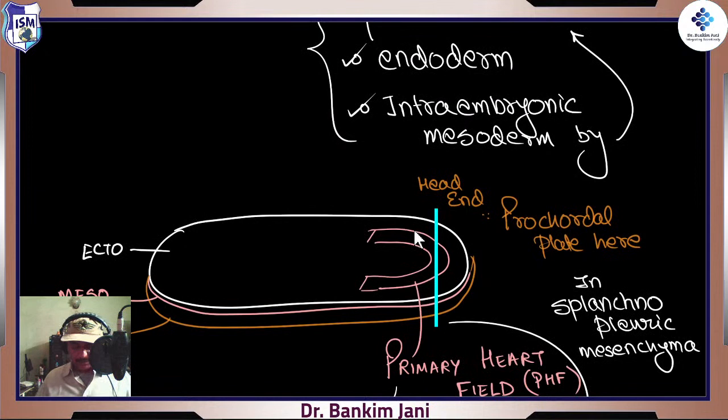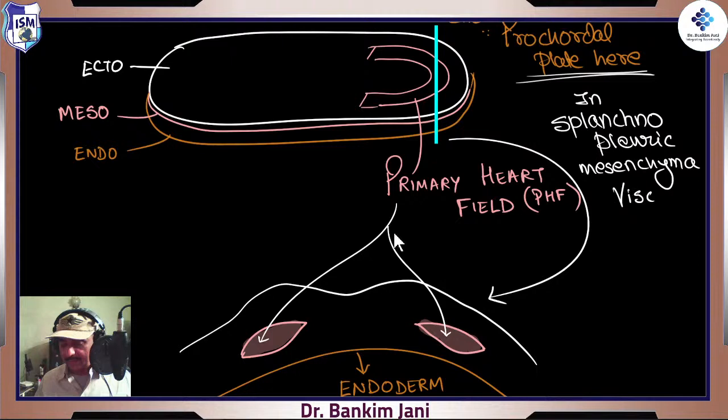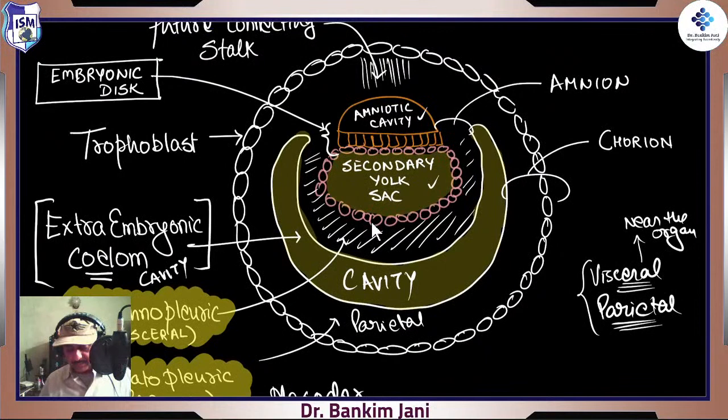So we now have this disc ready. It has the head end because of that procaudal plate, which was telling us, yes, I am the head end. At the head end, in the splanchnopleuric mesenchyme, splanchnopleuric meaning visceral, if we see where exactly it develops, it will be developing in this area.